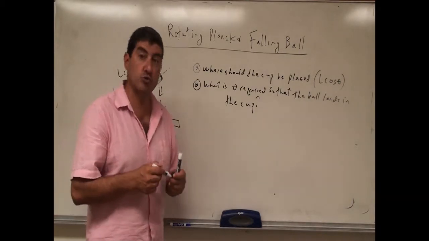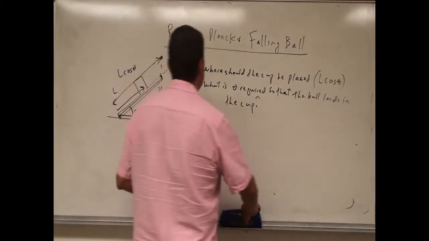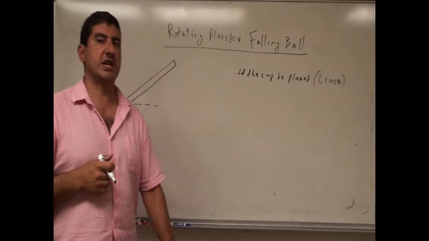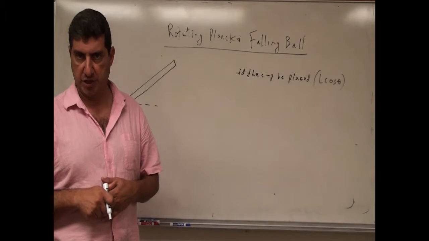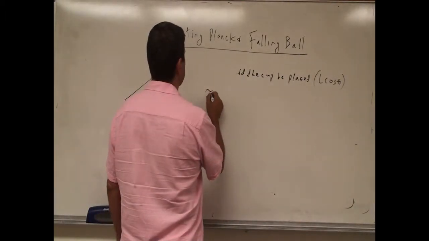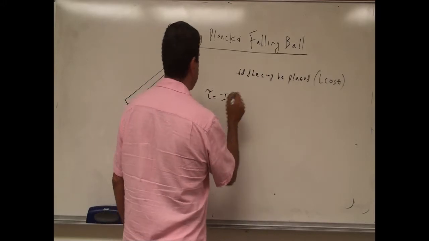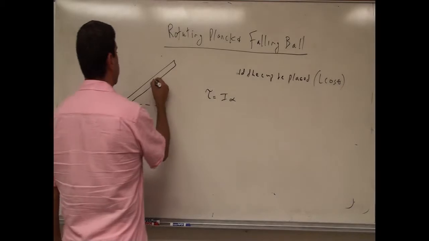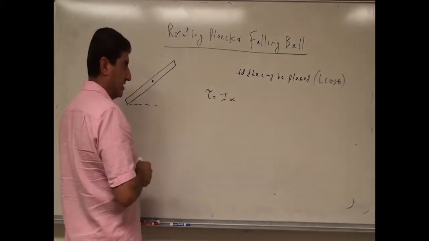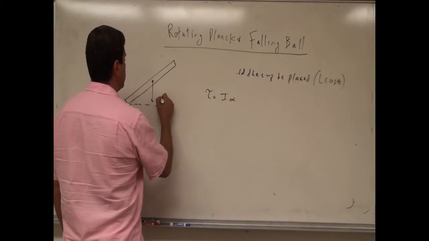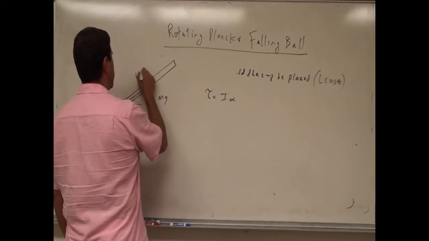Okay, so now let's do a rotation problem. When you have a rotating object like that, the first thing we want to calculate is the angular acceleration of the object. So we're going to say torque is equal to I alpha. And then what are the torques on the object? Well, the torque is at the center of the plank or platform, so it's equal to mg, and the distance here is L over 2.